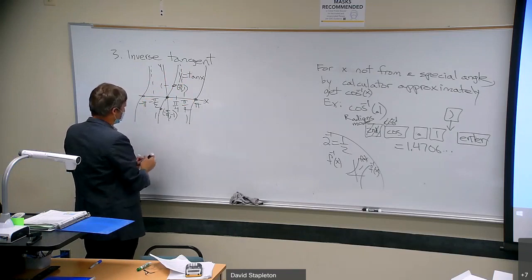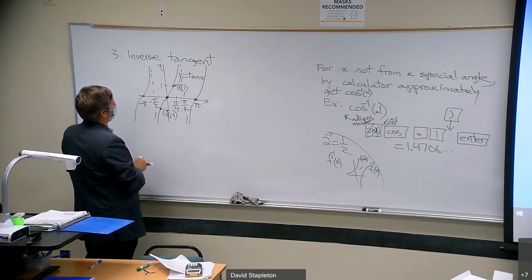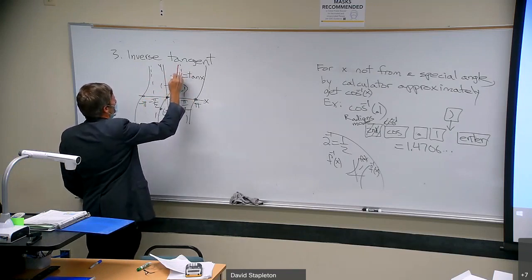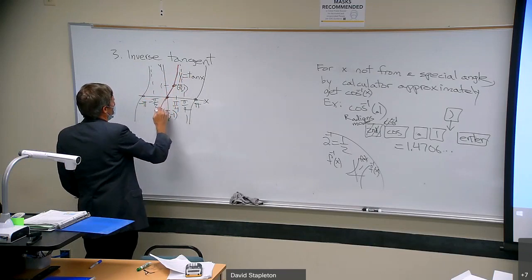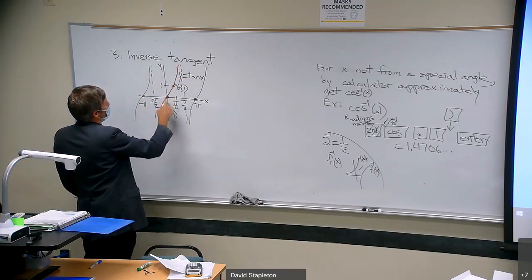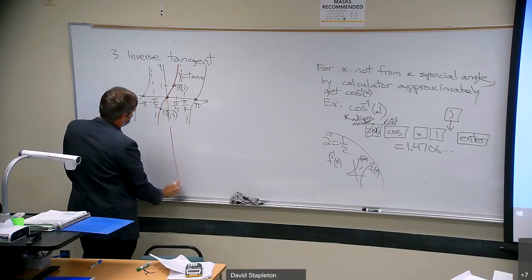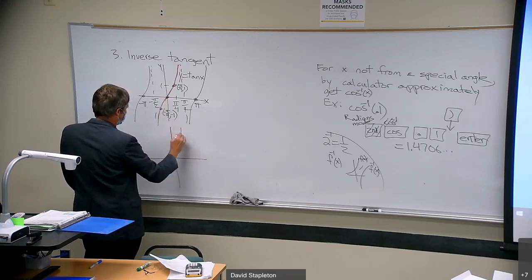But what we can do is just take a piece of it, and we'll do like the sine. We'll pick a piece as long as we can near the origin. And it'll be this one. And we'll flip this over the line y equals x. So here's the tangent function.